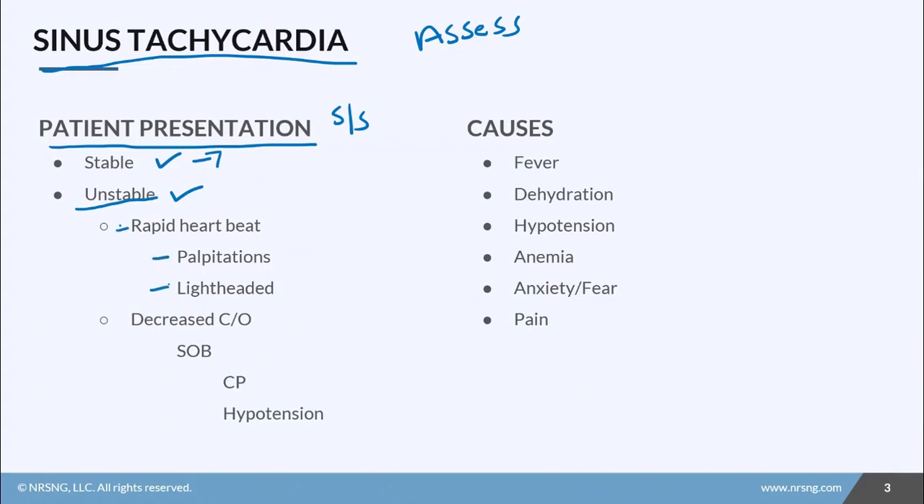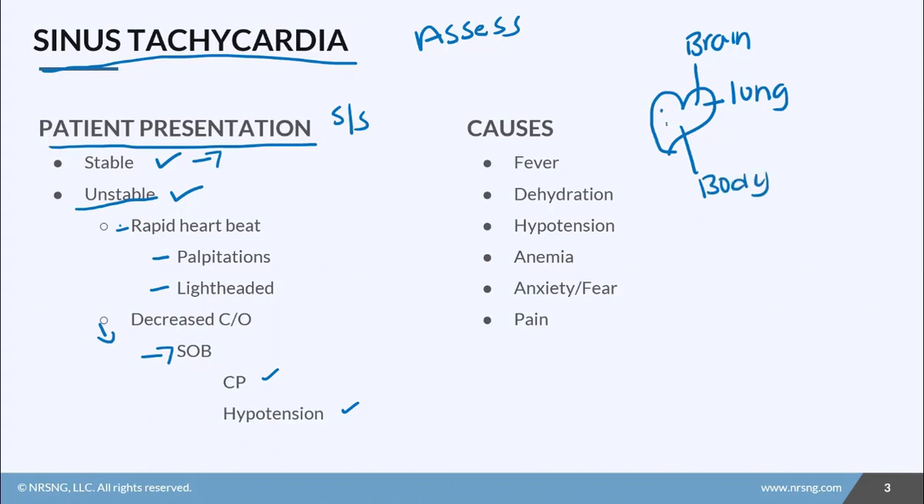palpitations, and lightheadedness. They will also have a decreased cardiac output, which will cause them to have shortness of breath, chest pain, and hypotension. So let's look at our heart. Our heart is responsible for sending blood to the brain, to the lungs, to the body, and to the heart itself.